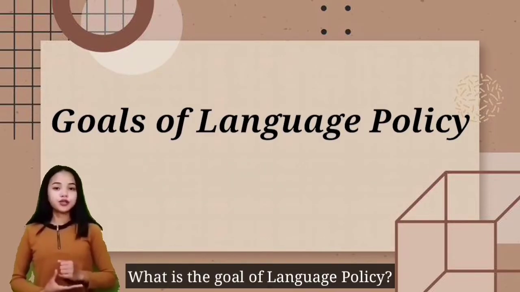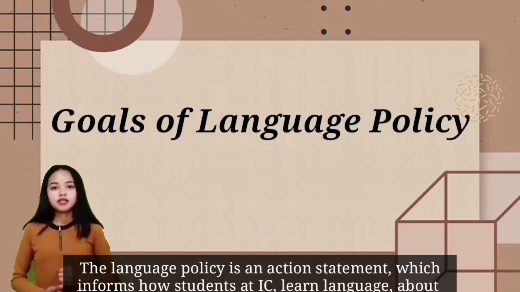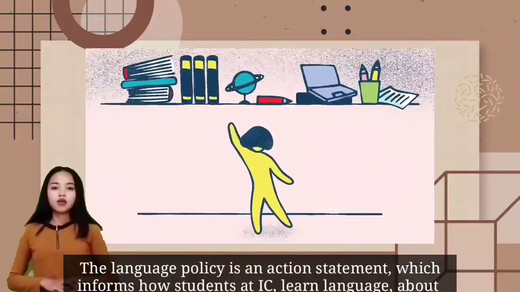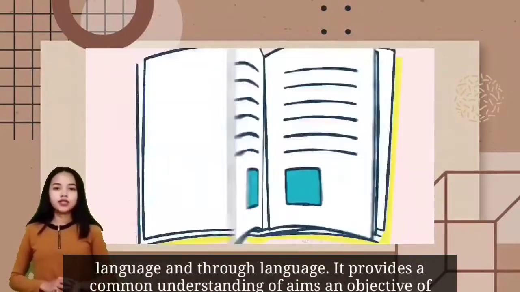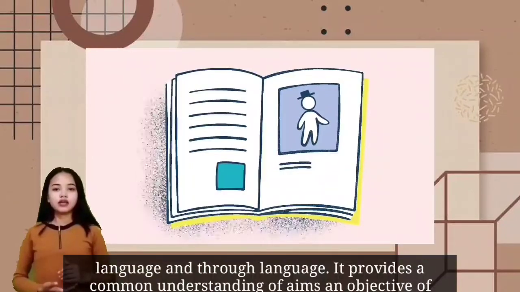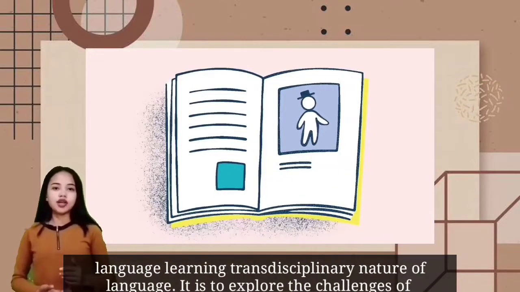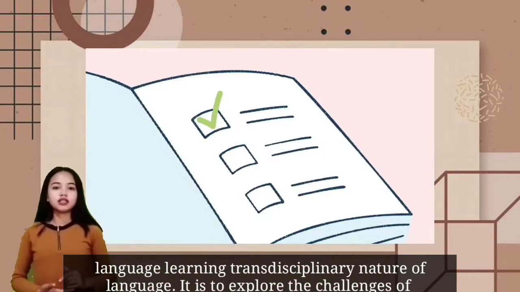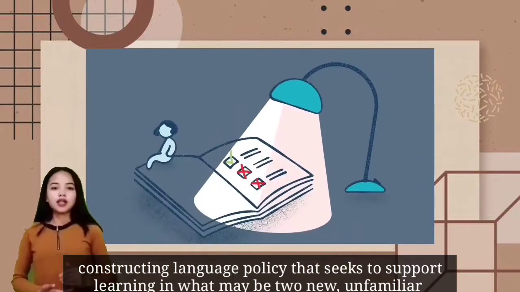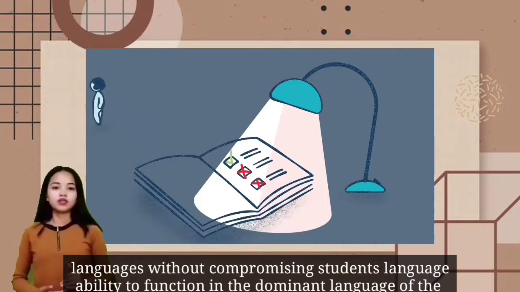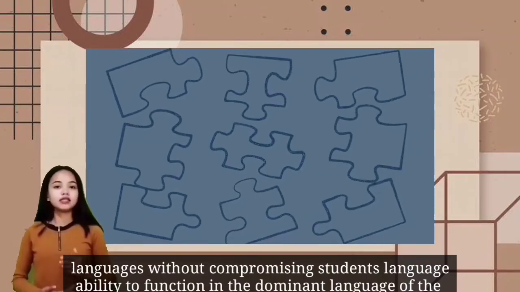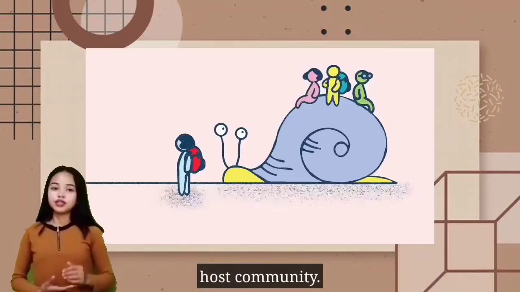What is the goal of language policy? The language policy is an action statement which informs how students at IC learn language, about language, and through language. It provides a common understanding of the aims and objectives of language learning and the transdisciplinary nature of language. It is to explore the challenges of constructing a language policy that seeks to support learning in what may be two new, unfamiliar languages without compromising students' ability to function in the dominant language of the host community.